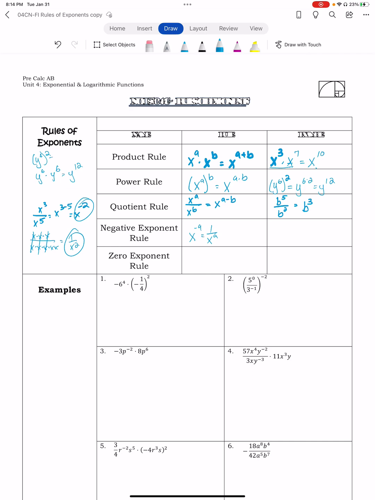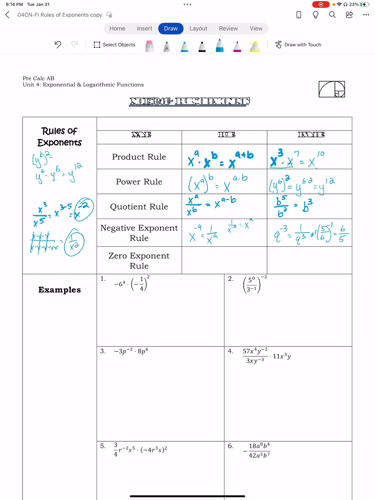Also, alternatively, if I have 1 over x to the negative a, that's going to be x to the a power. All right, so if I have, let's say, q to the negative 3rd power, that's 1 over q cubed. I don't love that example. I'm going to give you one more. If I have 5/6 to the negative 1st power, that is actually going to be 6/5 with a positive exponent.